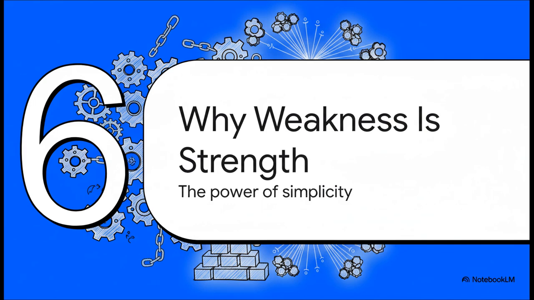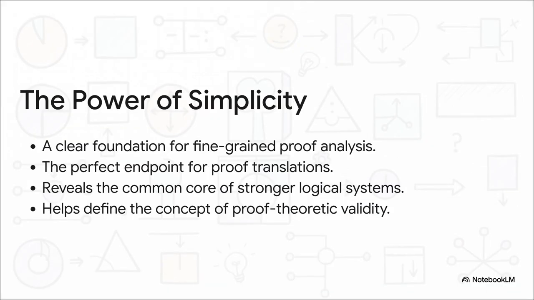So we've kind of established that minimal logic is weak, right? It has fewer rules, it can prove fewer things, but here's the twist, and it's the whole point of our discussion today. This apparent weakness is exactly where its true power comes from. So why does any of this matter? Well, because it's so simple, it gives you this crystal clear space to analyze the tiniest nuts and bolts of a proof structure. It's the perfect, clean endpoint for those translations we were just talking about, a common language for all proofs. And by studying it, we get to see the shared DNA of all these stronger logics, which helps us get closer to answering the ultimate question, what makes a proof valid in the first place?